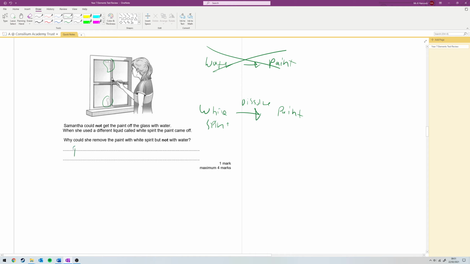So I'm going to say the paint dissolves in white spirit.